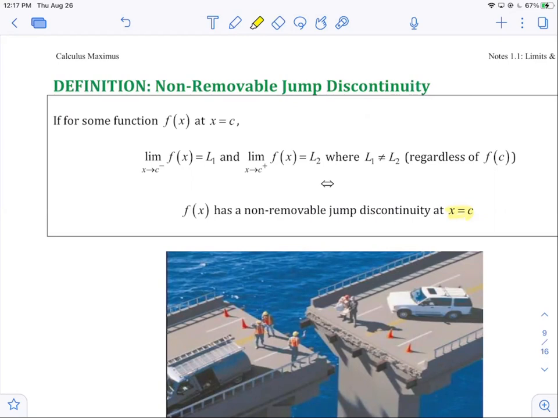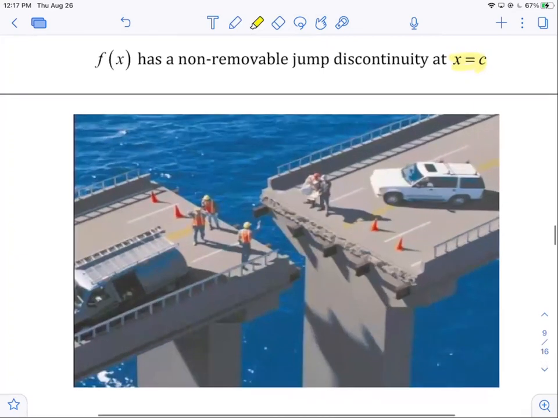And then here's a real life photograph of a jump discontinuity in the real world. This is not Photoshop. This is for real, and thank goodness those cones are there.